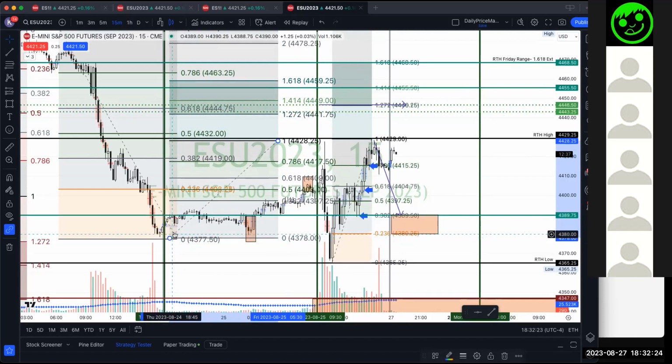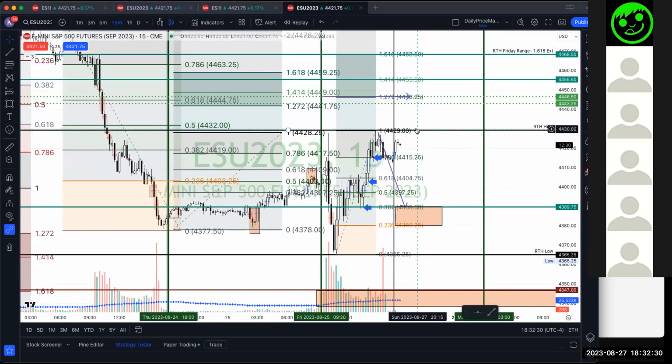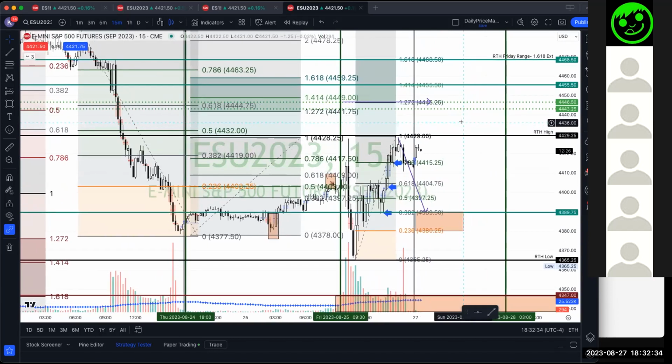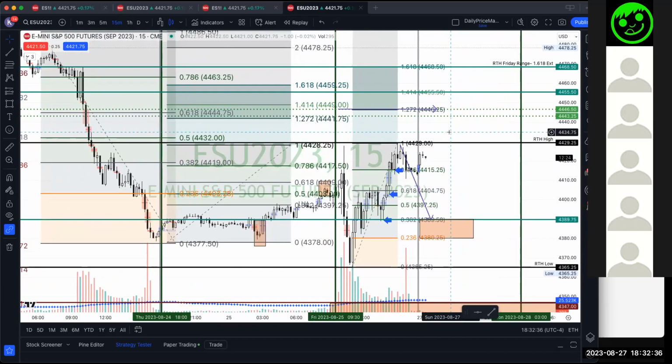But this gives us an indication. This is a narrower range. It might be less of an expansion. And so what you need to also gauge into the day is to look at volatility and implied volatility, to know whether it will push this far.